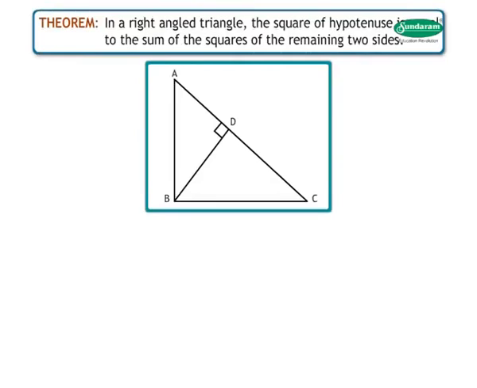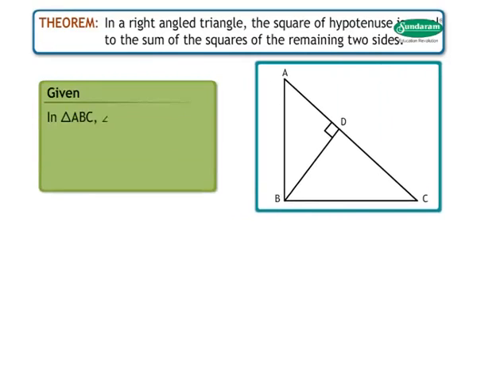In a right-angled triangle, the square of hypotenuse is equal to the sum of the squares of the remaining two sides. Given, in right-angled triangle ABC, angle ABC is equal to 90 degrees. We have to prove that AC square is equal to AB square plus BC square. Construction: draw a segment BD perpendicular to hypotenuse AC in point D such that D lies between A and C.